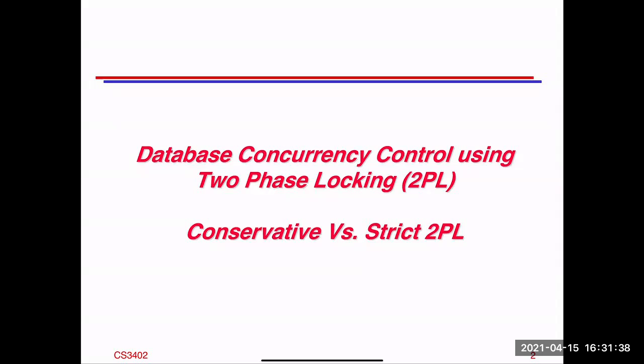Okay, so there's another question in the chat. So is there a condition that is cascadeless? So strict is the strongest condition, meaning every schedule that is strict is also cascadeless, but not the other way around. So you could come up with schedules that are cascadeless but not strict.